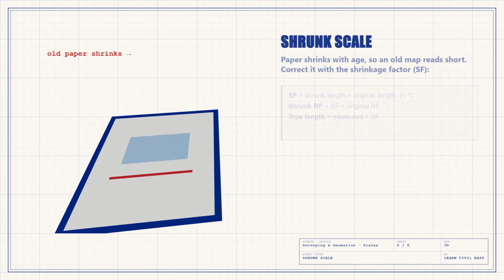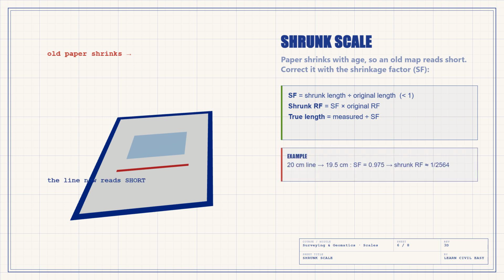Now, here is a real-world problem. Paper is delicate. With age and with humidity, it slowly shrinks. And a shrunk map reads short, giving us wrong distances. But do not worry, dear students, we fix it with the shrinkage factor. It is simply the shrunk length divided by the original length. From it, the shrunk RF equals the shrinkage factor times the original RF. And to find the true length, we just divide the measured length by that shrinkage factor. Clever, is it not?